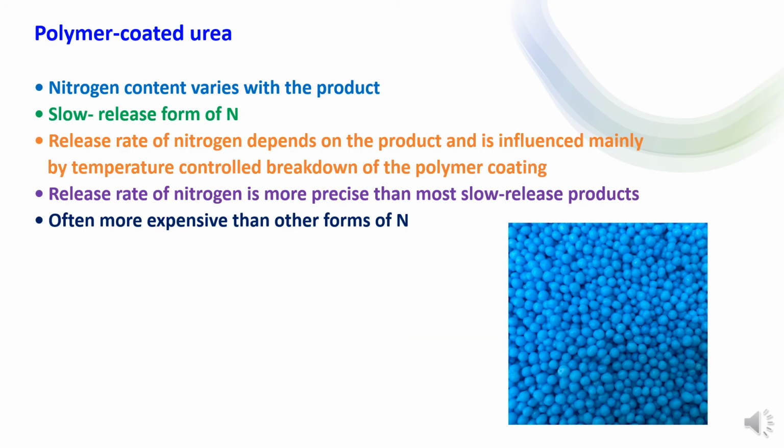Second one is polymer coated urea. These urea fertilizers have variable content of nitrogen in different products, and these are also slow release nitrogen fertilizers, and these fertilizers are more expensive compared to other forms of slow release fertilizers.